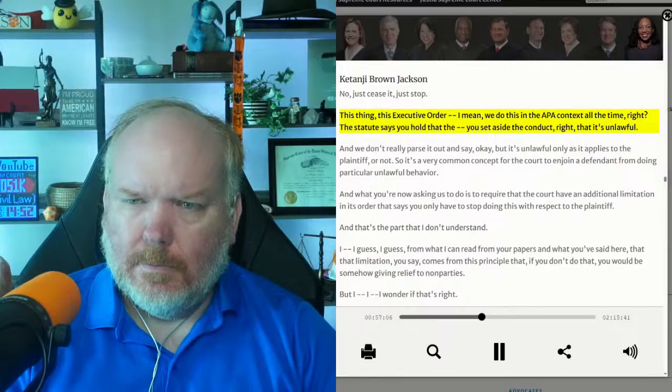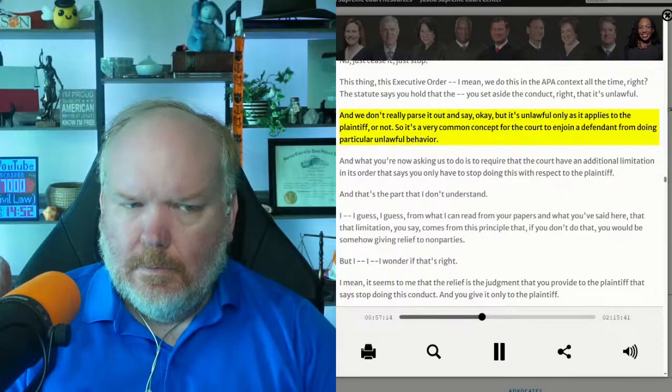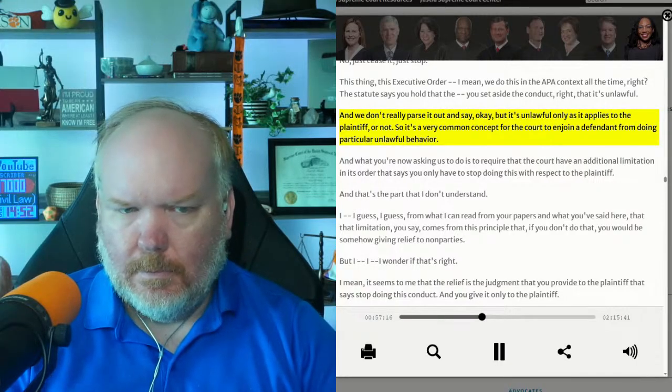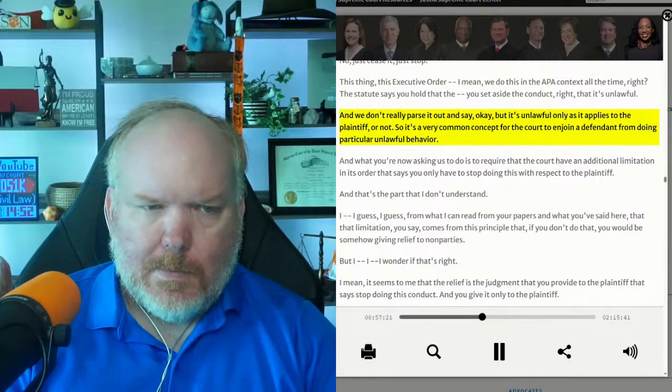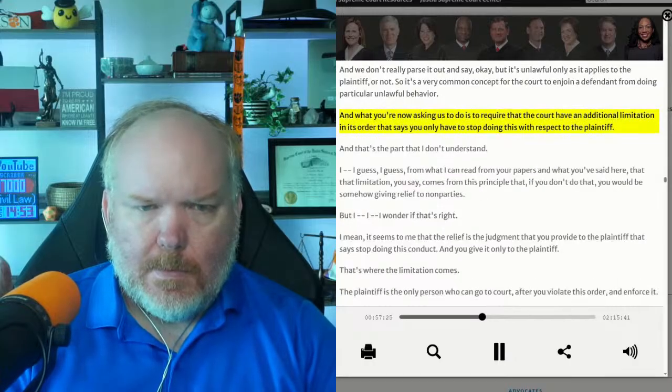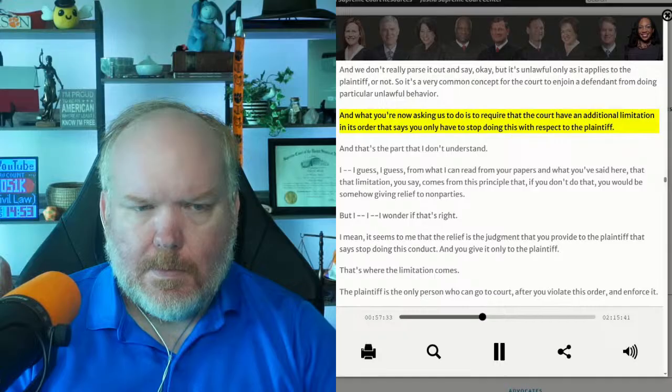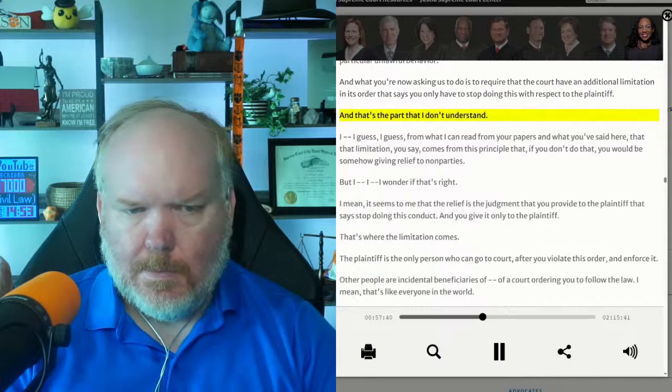The statute says you hold that you set aside the conduct, right? That it's unlawful. And we don't really parse it out and say, okay, but it's unlawful only as it applies to the plaintiff or not. So it's a very common concept for the court to enjoin a defendant from doing particular unlawful behavior. And what you're now asking us to do is to require that the court have an additional limitation in its order that says you only have to stop doing this with respect to the plaintiff. And that's the part that I don't understand.